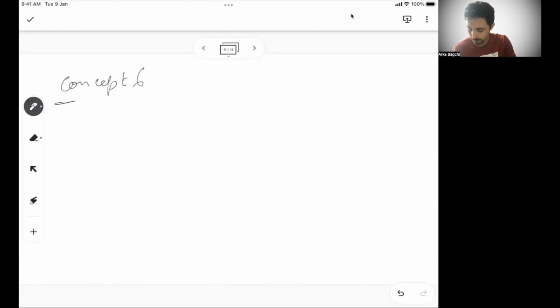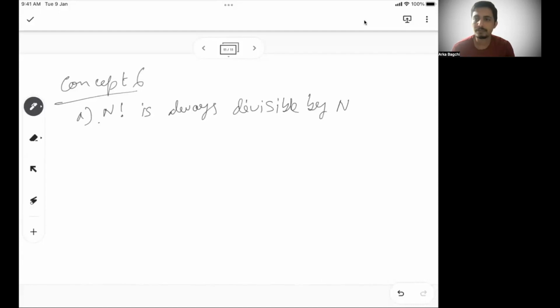Say concept 6. So concept 6 is basically a mix of concepts or a mix of formulas, I'll say. So first is n factorial. n factorial is always divisible by n. The product n factorial, meaning 5 into 4 into 3 into 2 into 1, is always divisible by n.